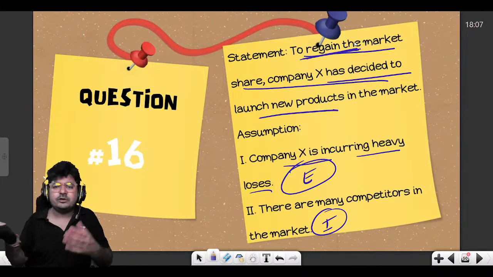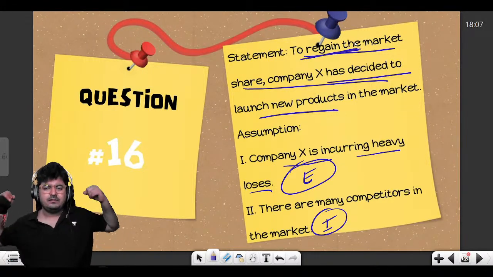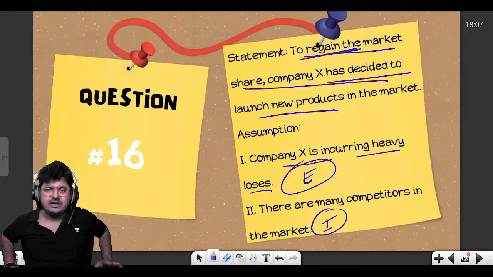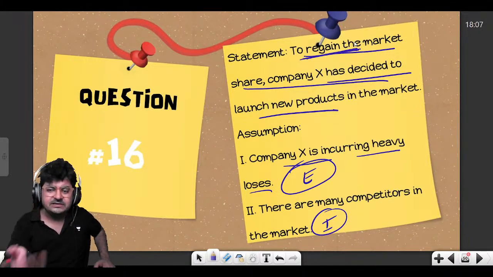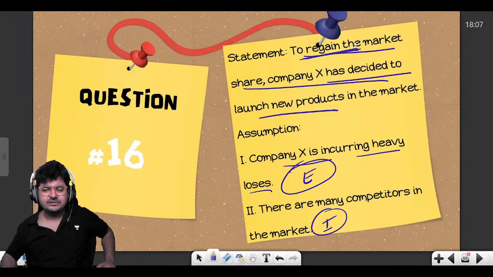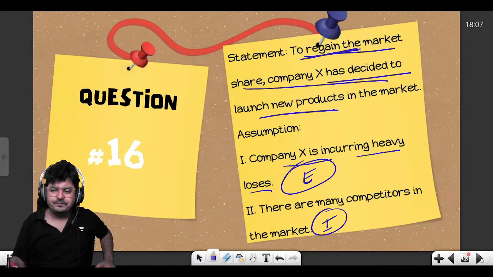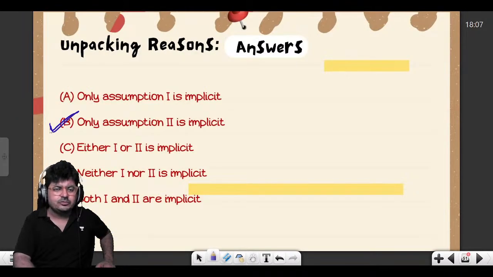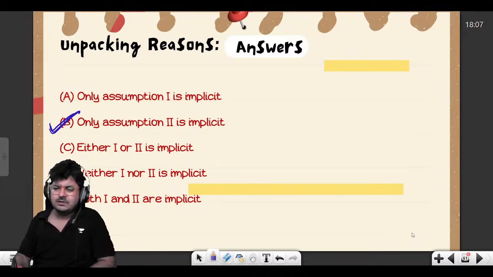अरे competitors नहीं होंगे तो फिर किससे regain करेंगे? Regain करना है मतलब they are already some competitors, है ना? तो two is correct, implicit. So only assumption 2 is implicit. Option B is correct.